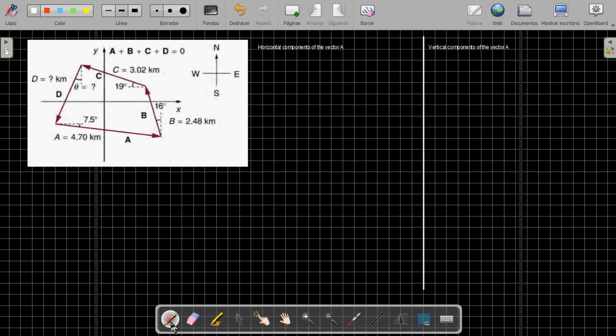Now, what is the meaning of horizontal components of the vector A? Well, a simple way to say it is this. The horizontal components of the vector A is how far is this vector moving to the east or the west.